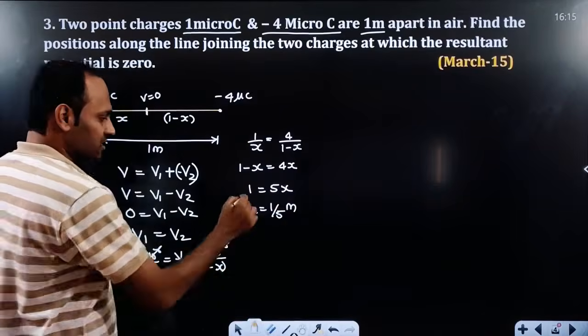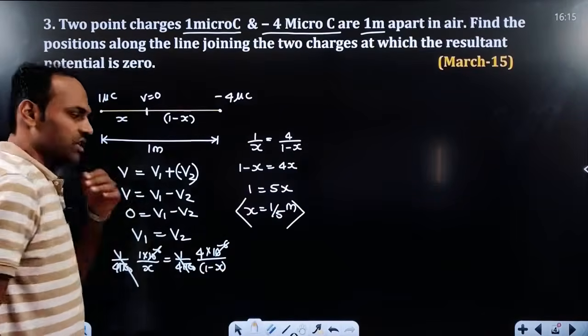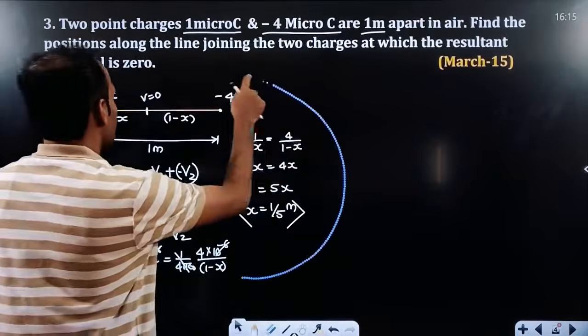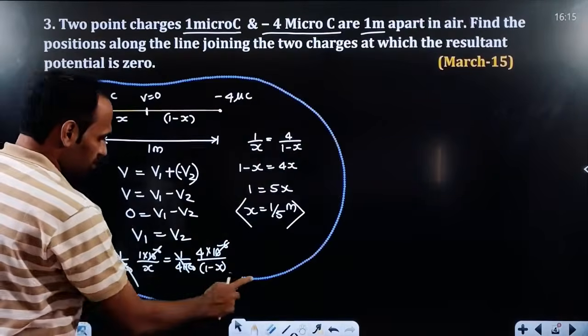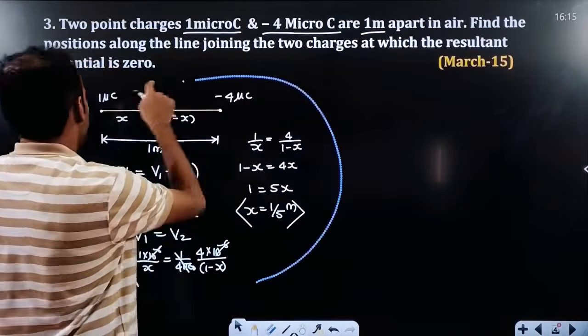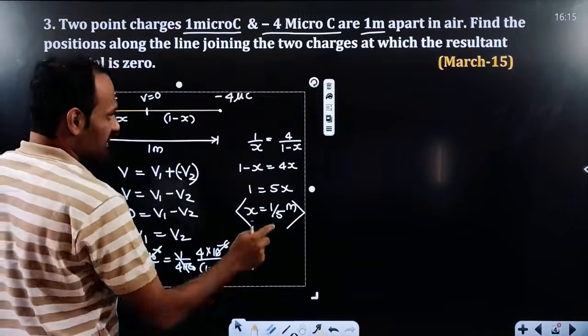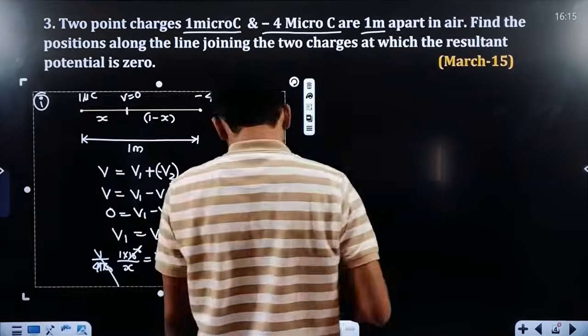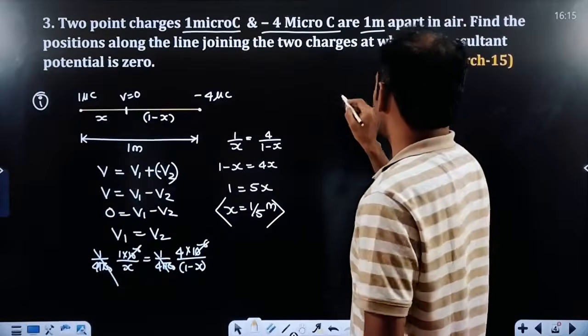This is the distance we get. Okay, we got the first 0 potential point. Now we have to calculate the 0 potential point outside the charges, right? Outside the charges we now have to find the 0 potential point. So let us find the second point now.